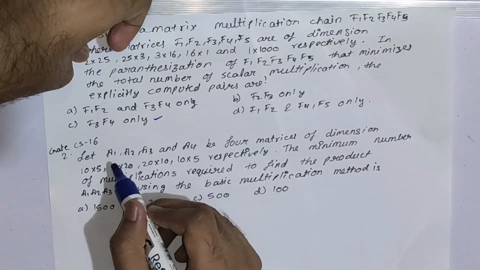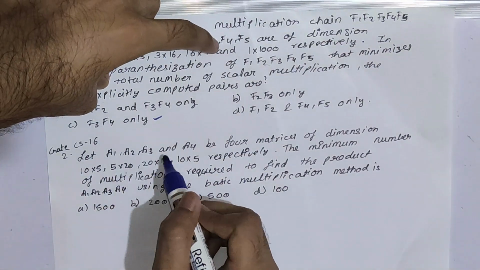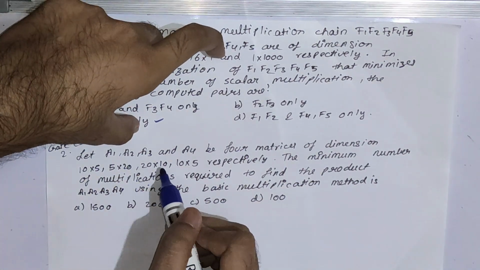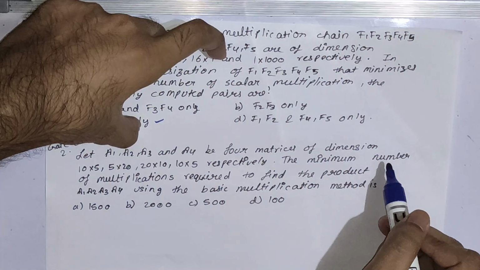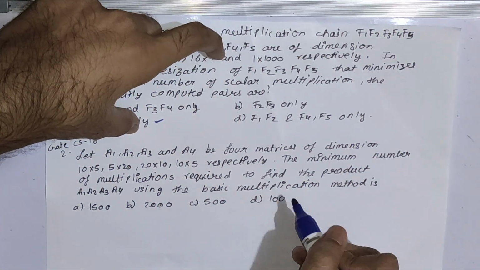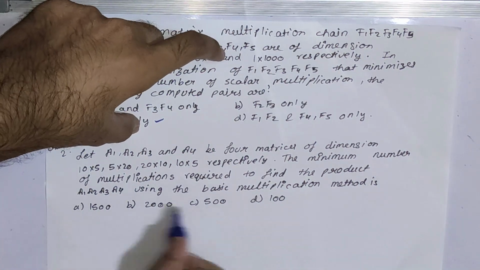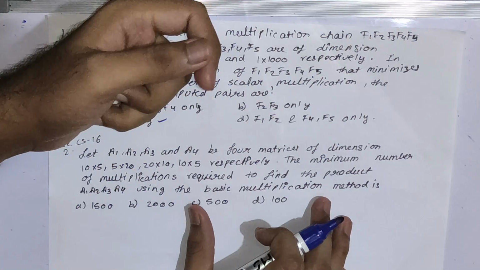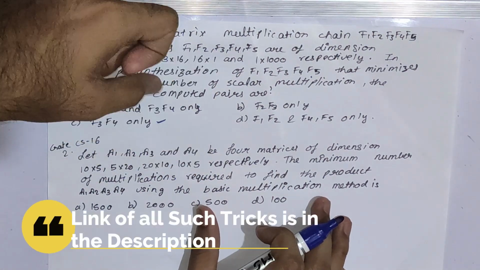Okay, now coming to the second question. Here we have, let A1, A2, A3 and A4 be four matrices of dimension 10 by 5, 5 by 20, 20 by 10, 10 by 5 respectively. The minimum number of multiplications required to find the product A1 A2 A3 A4 using the basic multiplication method. Here the question is very simple, you have to find the minimum number of multiplications required to find the product of A1, A2, A3, A4.